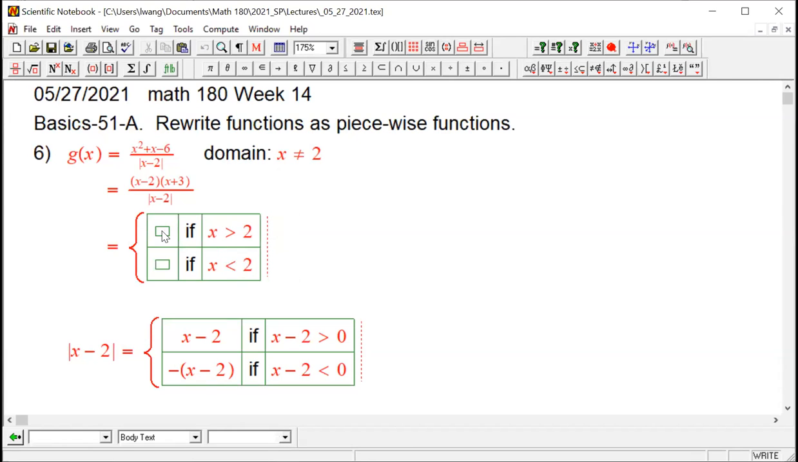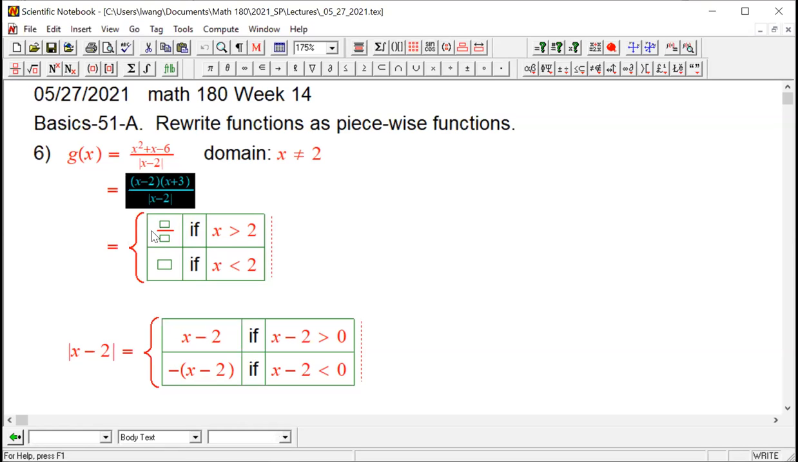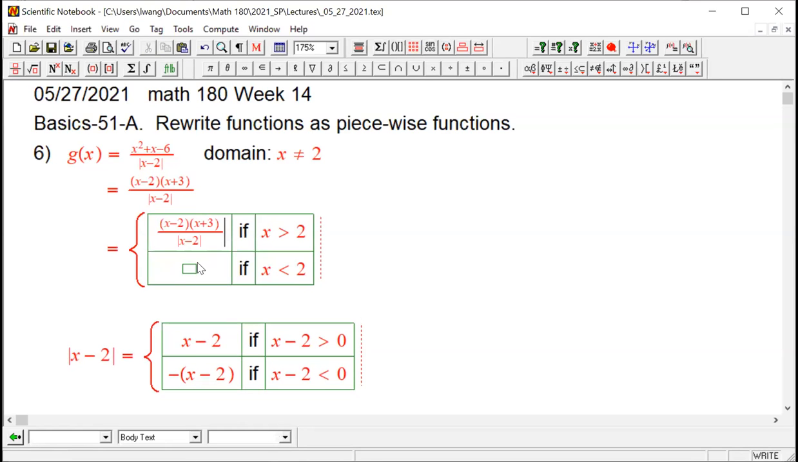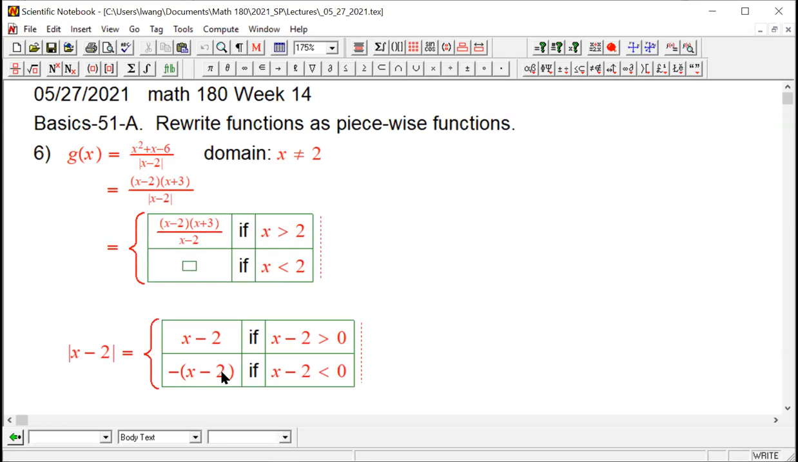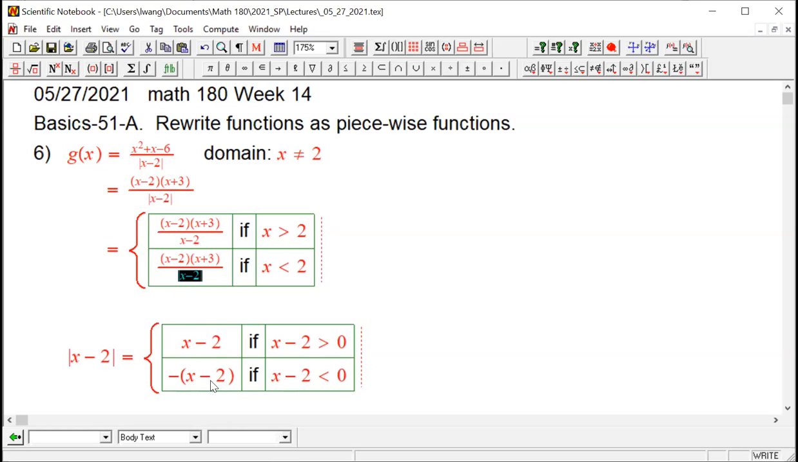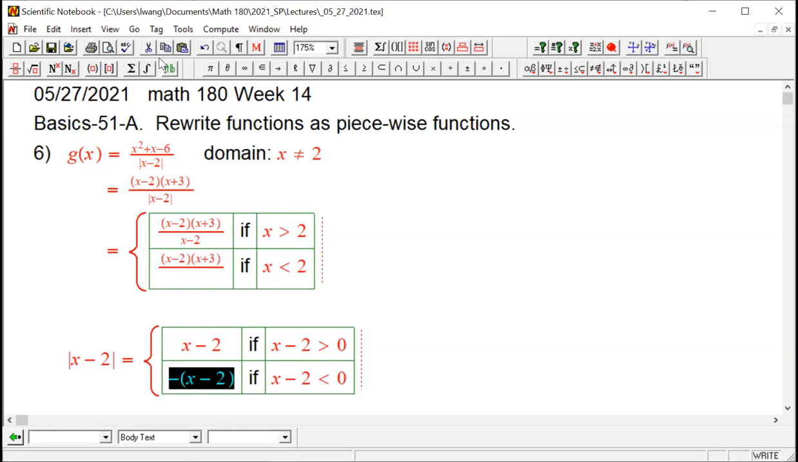So in this case, the absolute value of x minus 2 when x is larger than 2 is going to be x minus 2 without the parentheses. And in the other situation, it's going to be the negative of x minus 2. Do you see how that's been done?